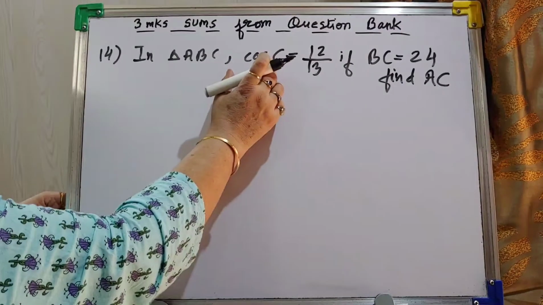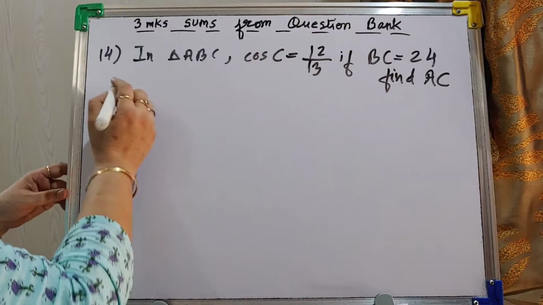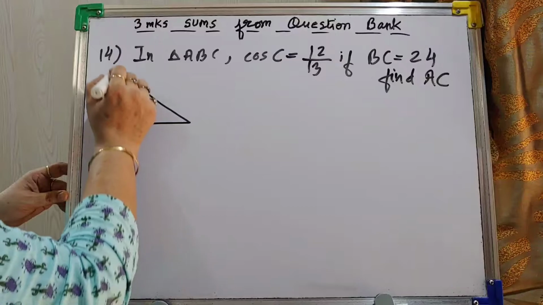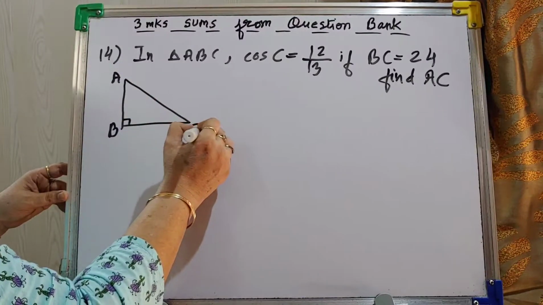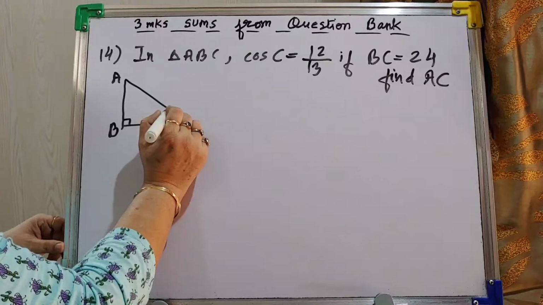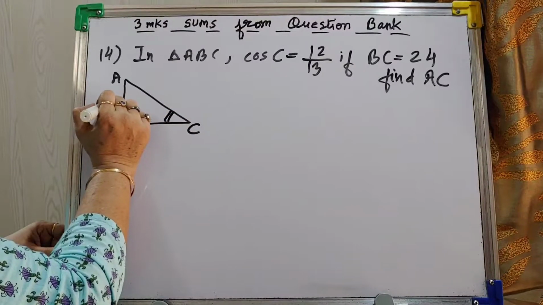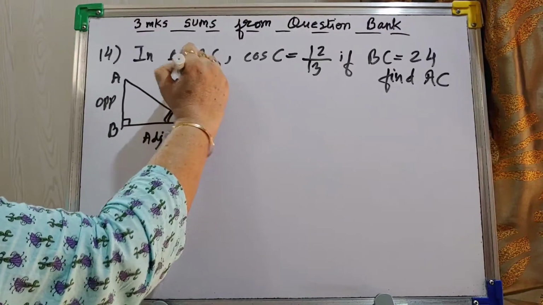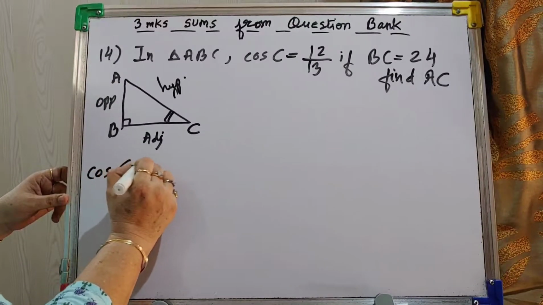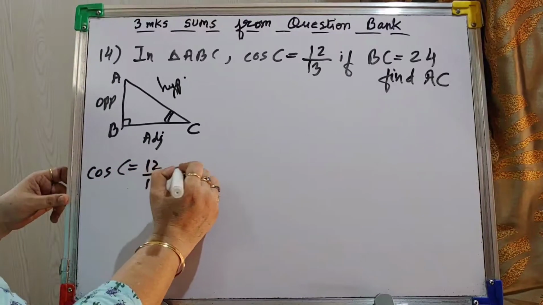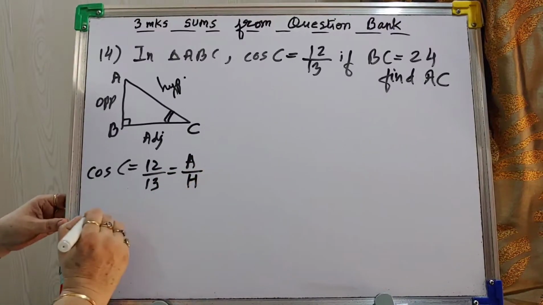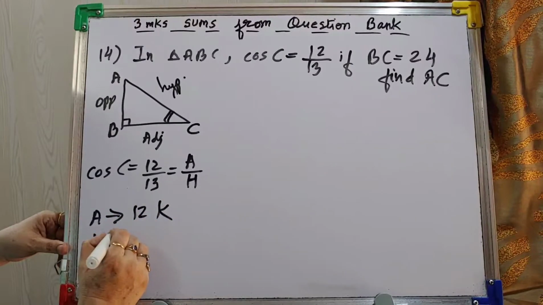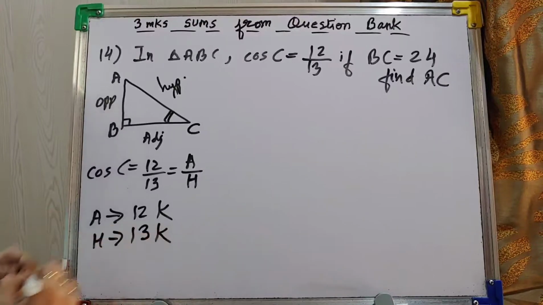Now in triangle ABC, cos C is given, BC is given. You are asked to find AC. So first I will draw the figure. Now cos C. For C angle, this is opposite. This is adjacent and this is hypotenuse. Okay. Now cos C is given. Cos means adjacent upon hypotenuse. So my adjacent corresponds to 12K. Hypotenuse corresponds to 13K. Okay.